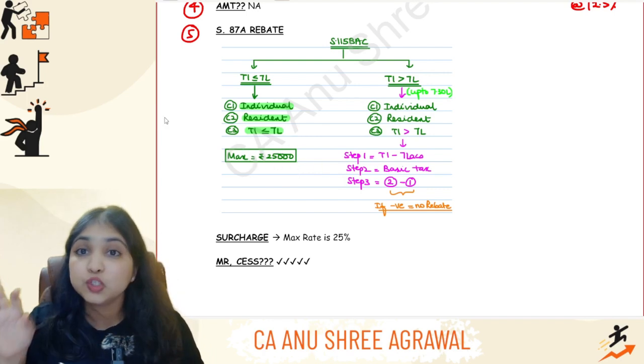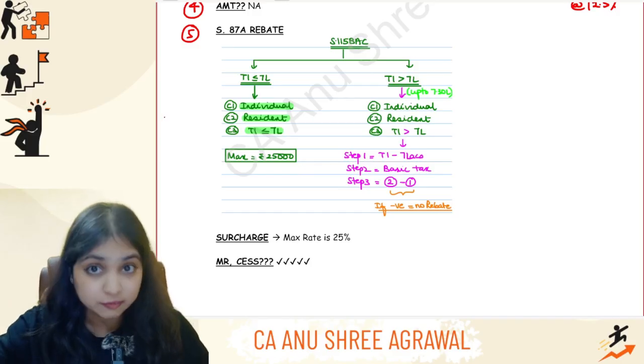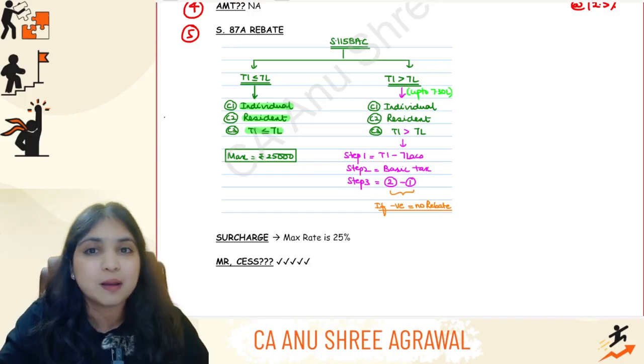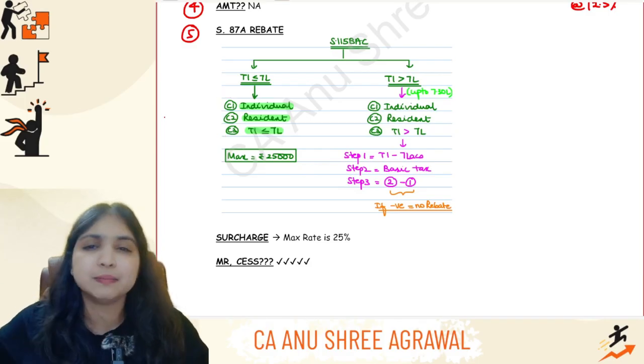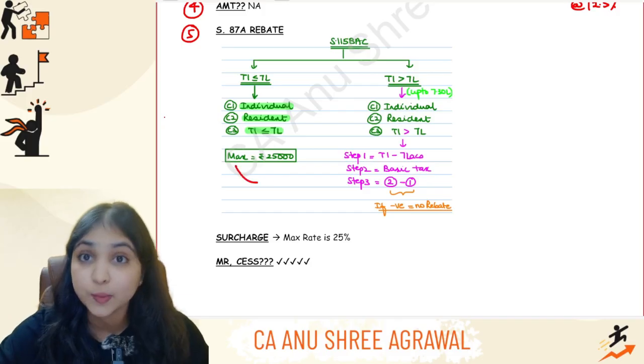The maximum rebate is 25,000. So the assessee should be an individual, a resident individual. Total income has to be within 7 lakhs. If all these 3 conditions are fulfilled, then the maximum 87A rebate you will get is 25,000.